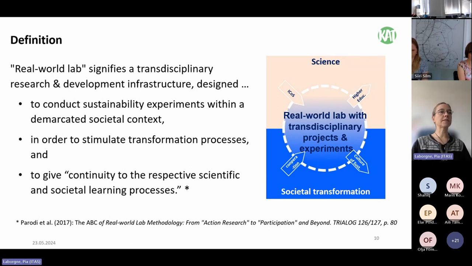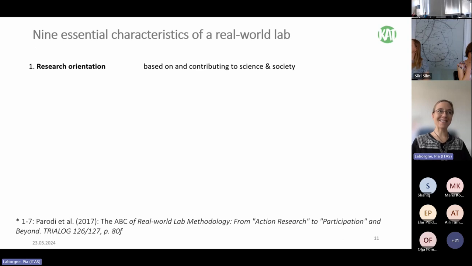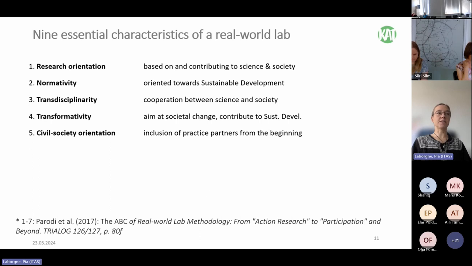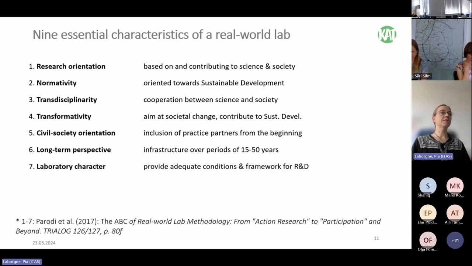In these real-world labs, we conduct sustainability experiments in a demarcated societal context. We stimulate transformation processes and give continuity to learning and scientific processes. There are nine essential characteristics of real-world labs. It's the research orientation, the normativity I already mentioned, transdisciplinarity I mentioned, and transformativity, with the aim of having societal change to contribute to sustainable development. There's a civil society orientation, including practice partners from the beginning, ideally when defining the questions. Then a long-term perspective, a laboratory character to provide adequate conditions, a framework, and a model character.